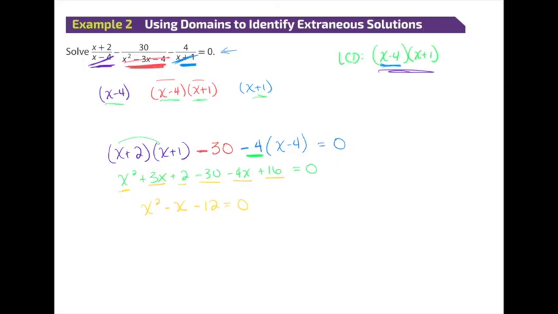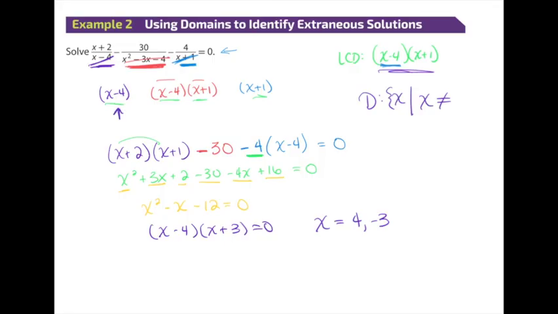And again, they were nice. This is nicely factorable. So it factors to x minus 4, x plus 3. My two possible answers are 4 and negative 3. But I need to look at my domain. My domain is going to be all x except what makes these 0? 4 makes that 0. 4 makes that 0. Negative 1, negative 1. So all except 4 and negative 1. We have a problem. This cannot be an answer because I said it was not part of the domain. You definitely can't have that. So my only answer here is negative 3.